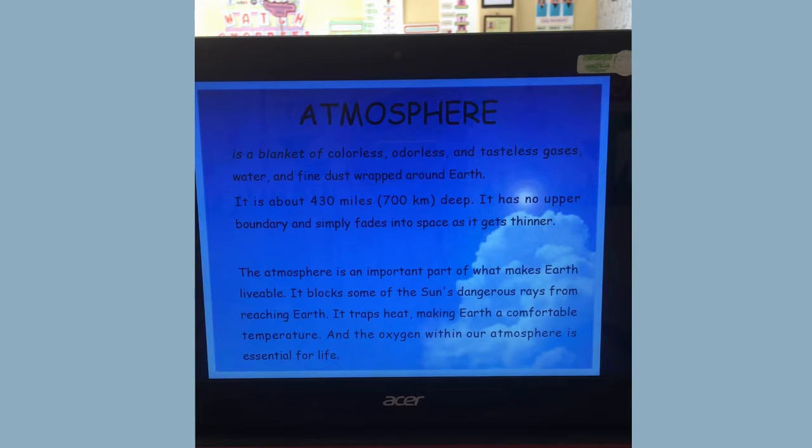The atmosphere is an important part of what makes Earth livable. It blocks some of the sun's dangerous rays from reaching Earth. It traps heat, making Earth a comfortable temperature, and the oxygen within our atmosphere is essential for life.